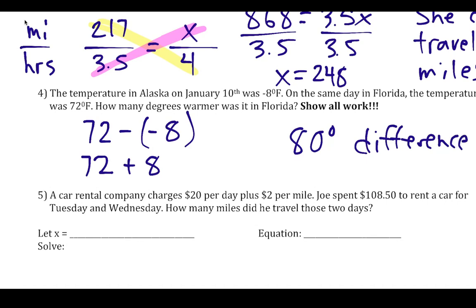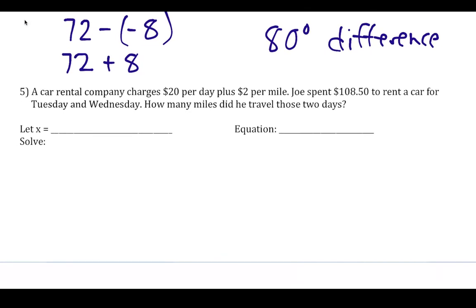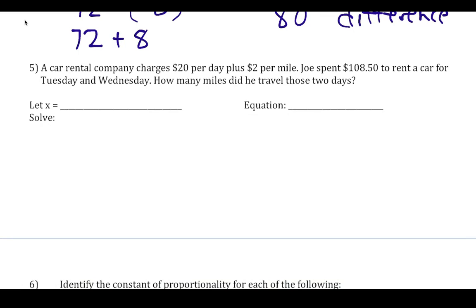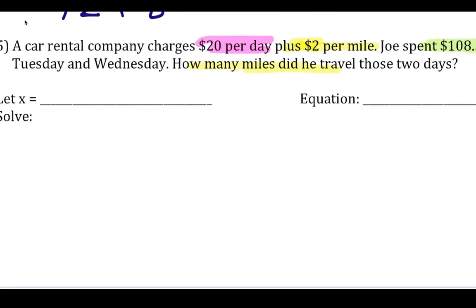Okay. A car rental company charges $20 per day plus $2 per mile, so $20 per day, $2 per mile. He spent $108.50 to rent a car for Tuesday and Wednesday. How many miles did he travel in those 2 days? So the thing we don't know is how many miles. So we got to be careful on a couple of things. X is the number of miles.